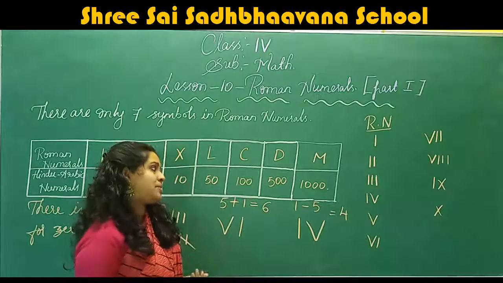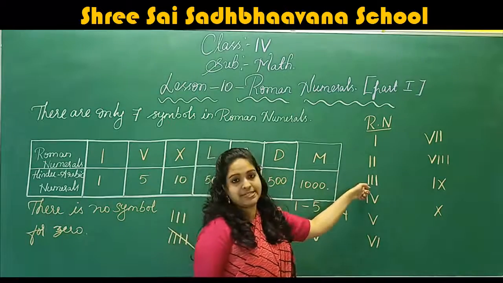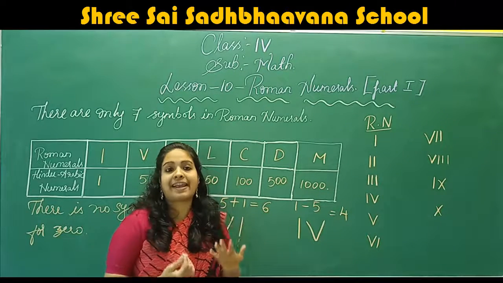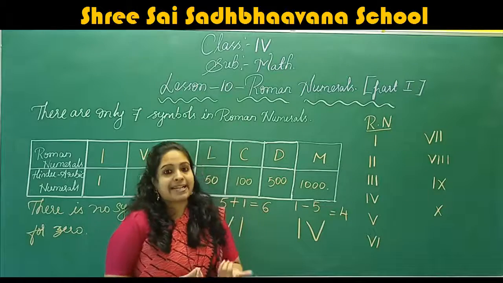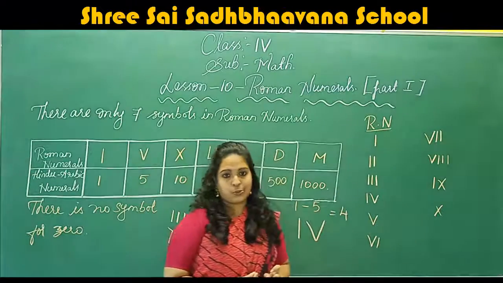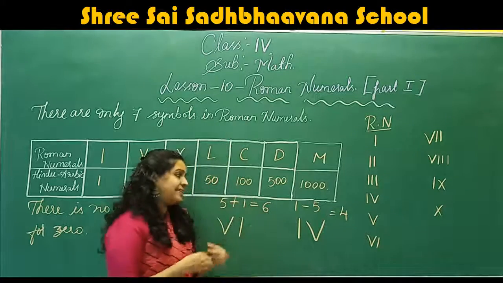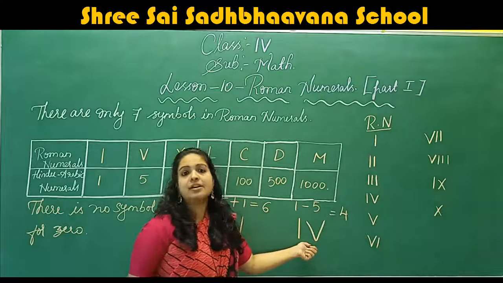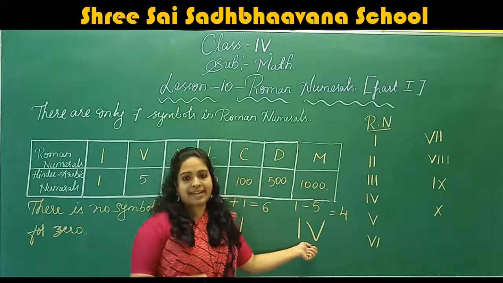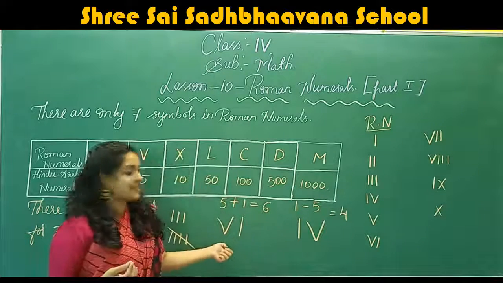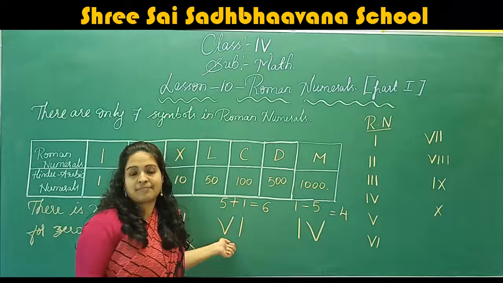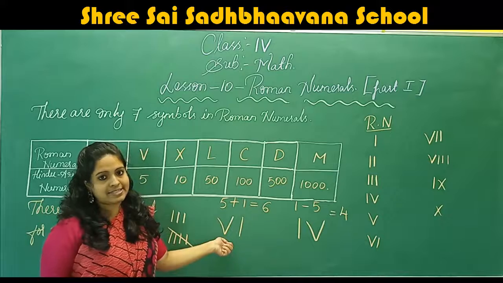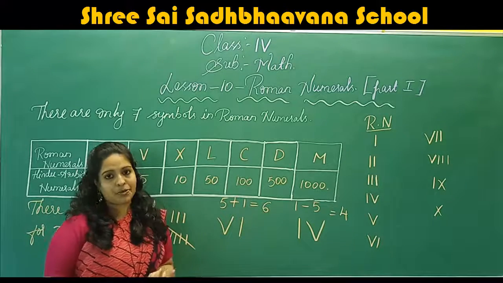Coming to the next part, if we are writing the symbols repeatedly, that means we are adding the values. Keep it in mind. And if you have written the smaller number before the larger number, that means we have to subtract the value of the smaller number from the greater number. Or if you have written the smaller number after the larger number, that means we have to add the value of the smaller number to the larger number. These are the things you have to keep in mind.